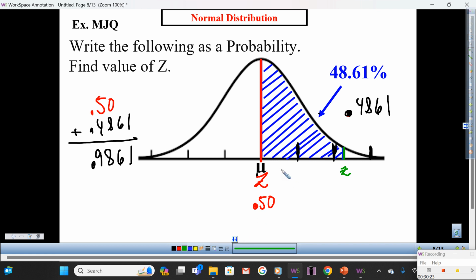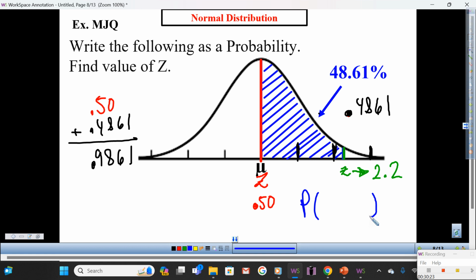Jaden, where are we going to be looking at in our chart? After +2, around there, okay? So you're looking for 0.9861. 2.2. All right, how do we write our probability?